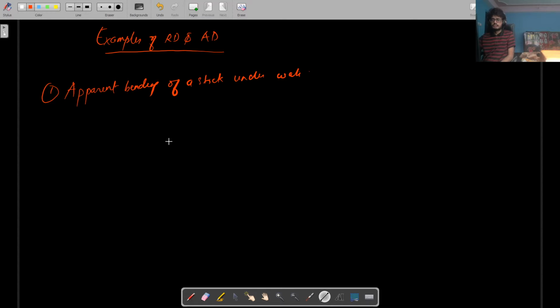Okay. So the first example, I tell this every time, is the apparent bending of a stick under water. It's very simple. You have a vessel that has some water in it. Now what we do is, it has some water, let's say up to this level.